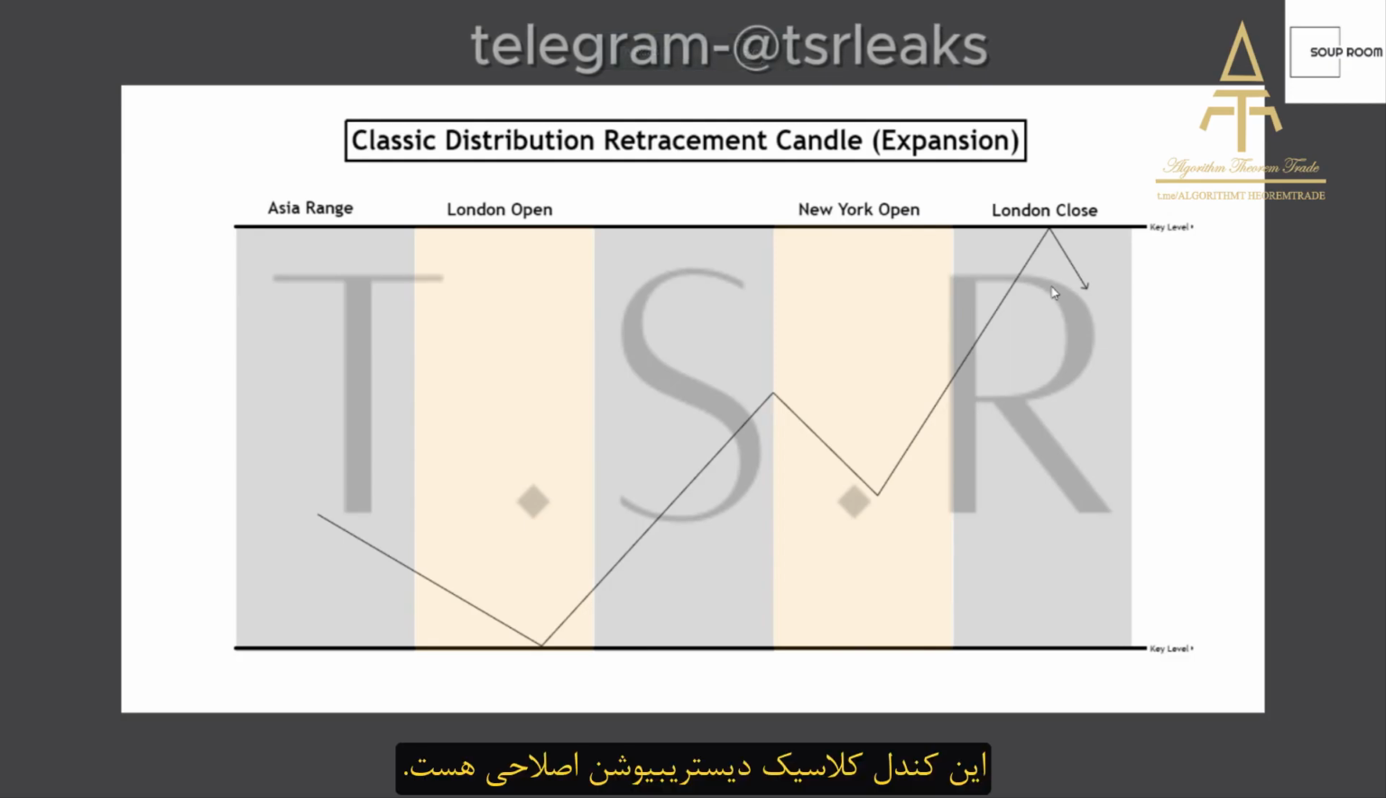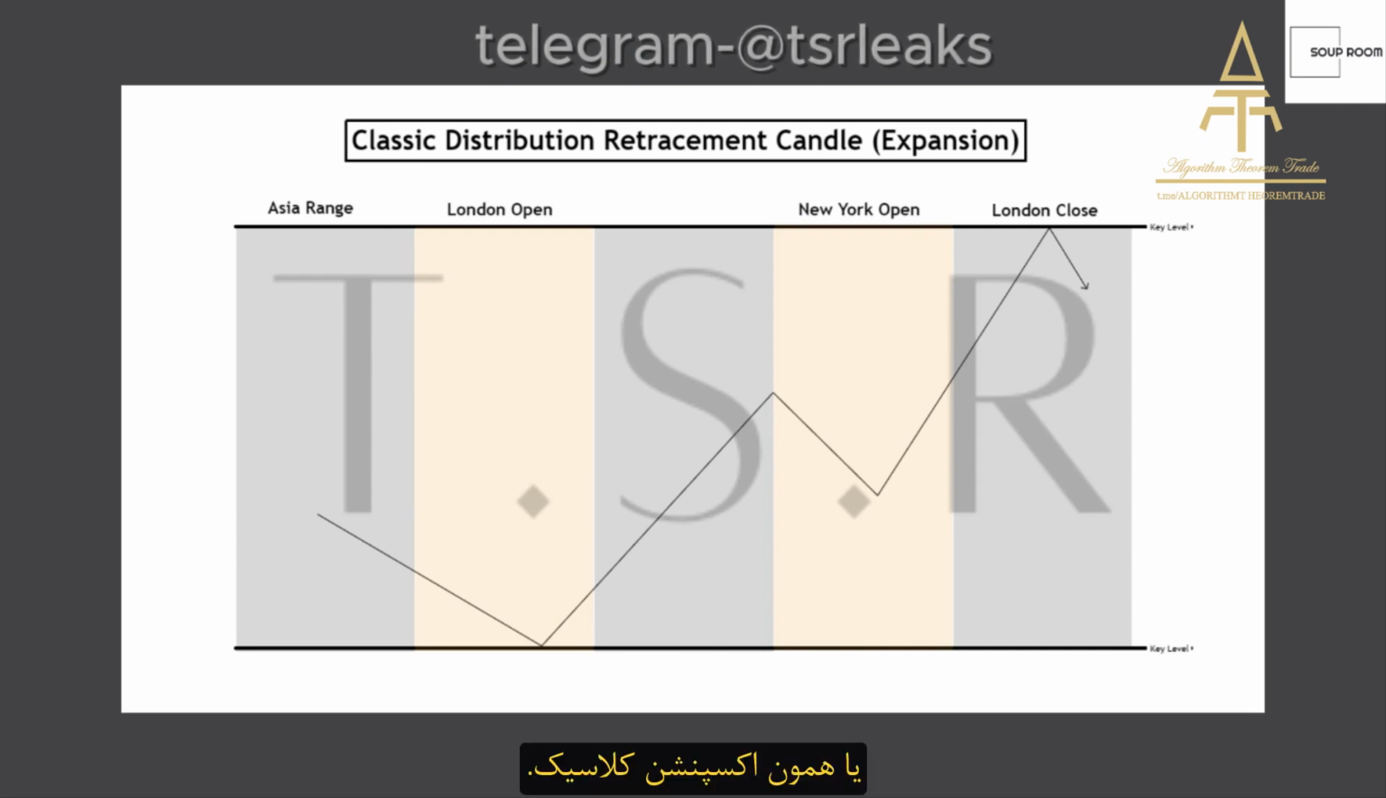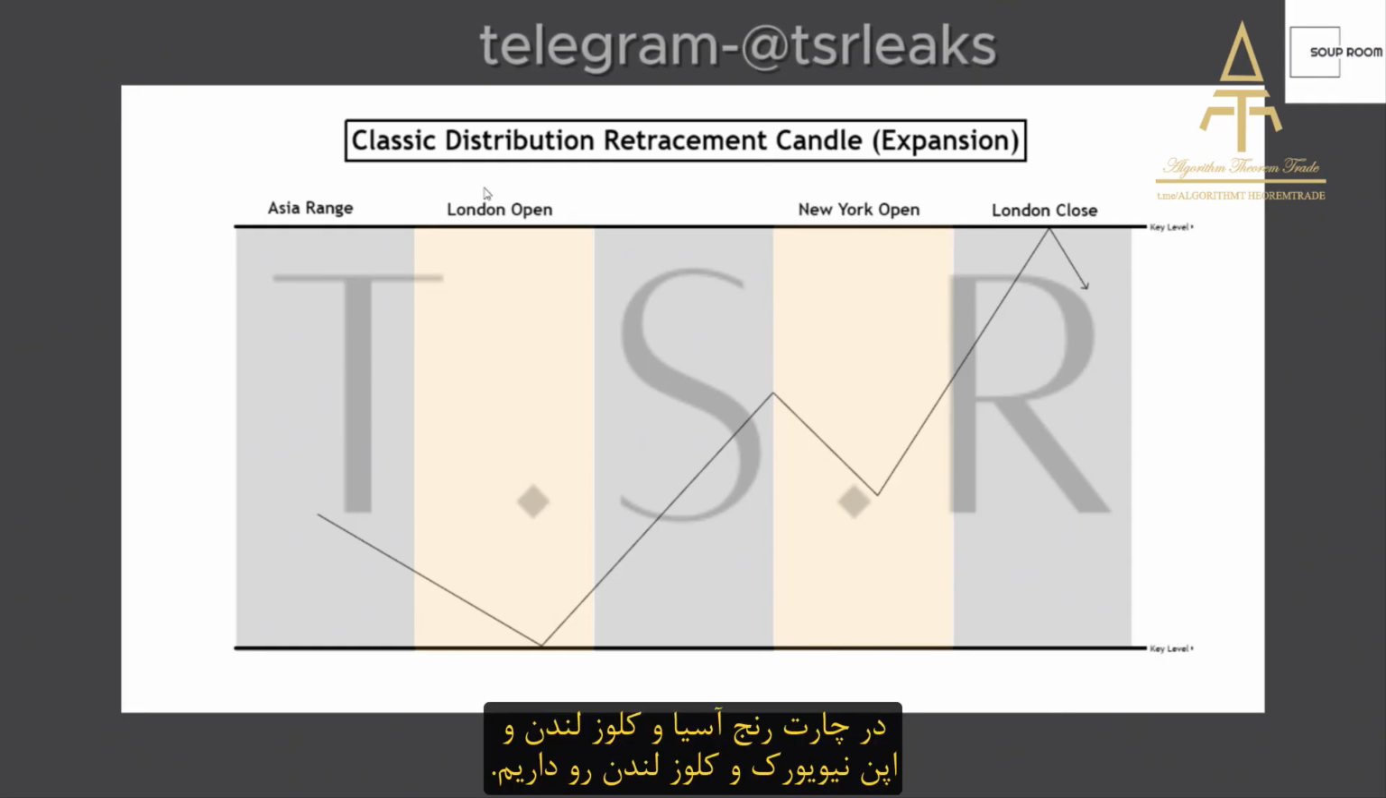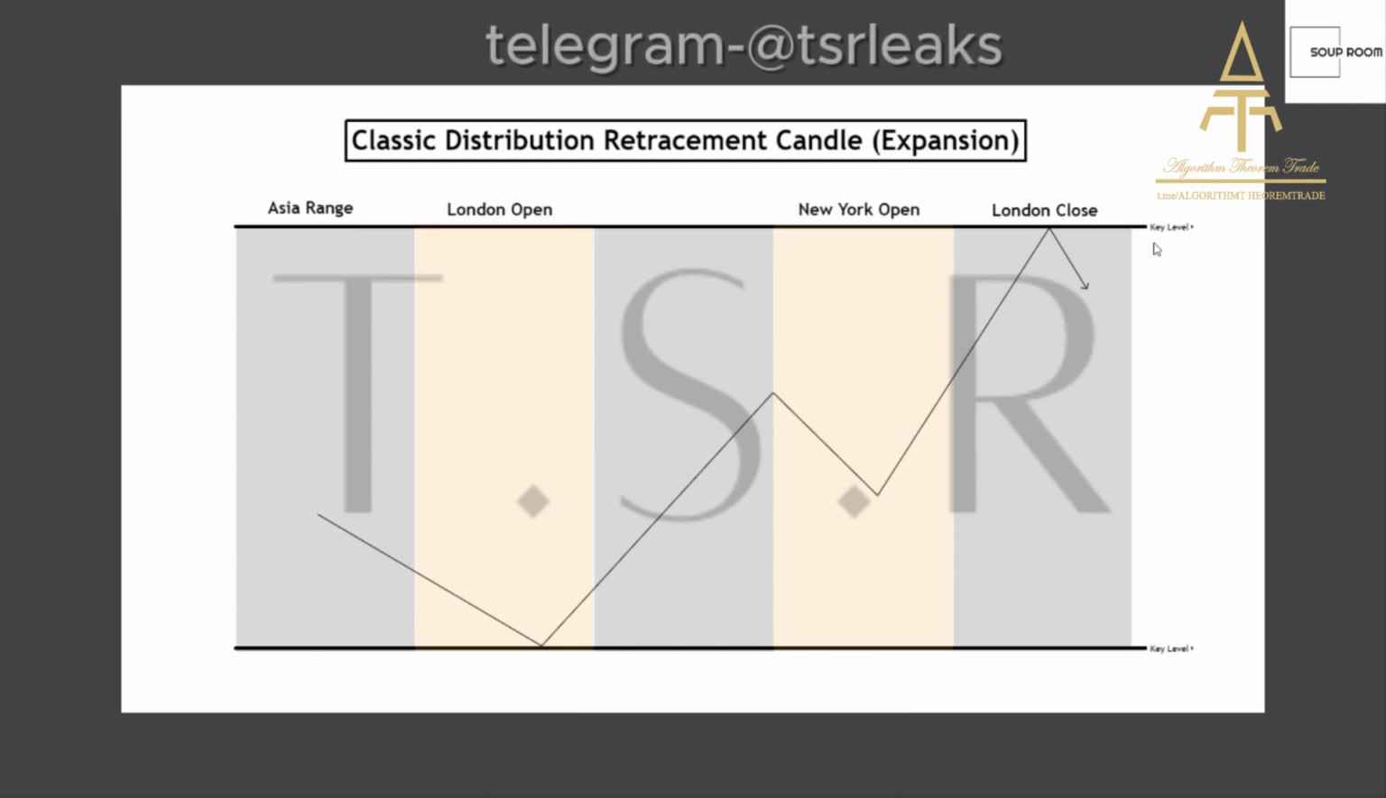Alright guys, so this is the classic distribution retracement candle number 1. A classic expansion candle, some might say. So looking at this chart in front of you, we have the Asia range, the London Open, the New York Open, and the London close. I did not draw out the end of the day here.